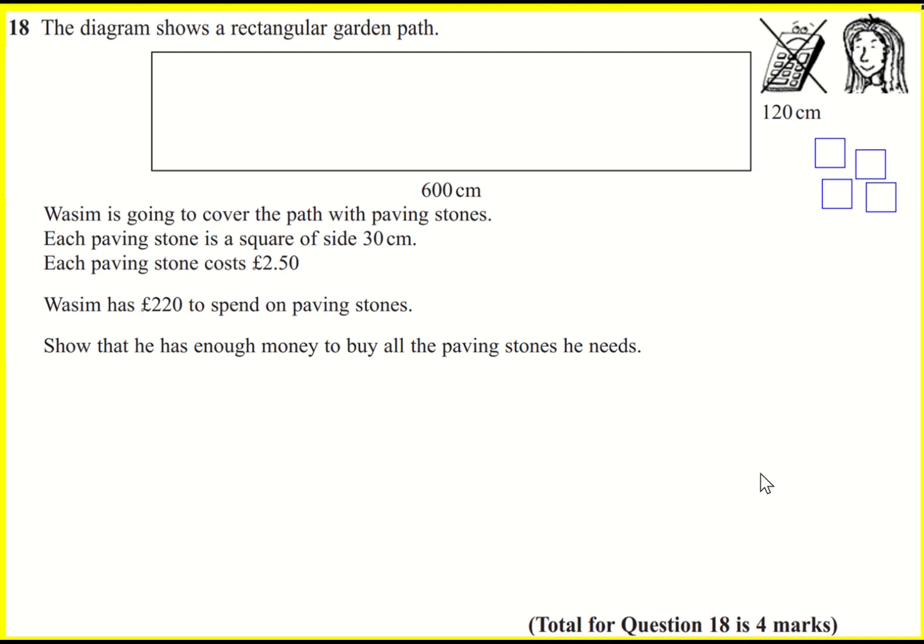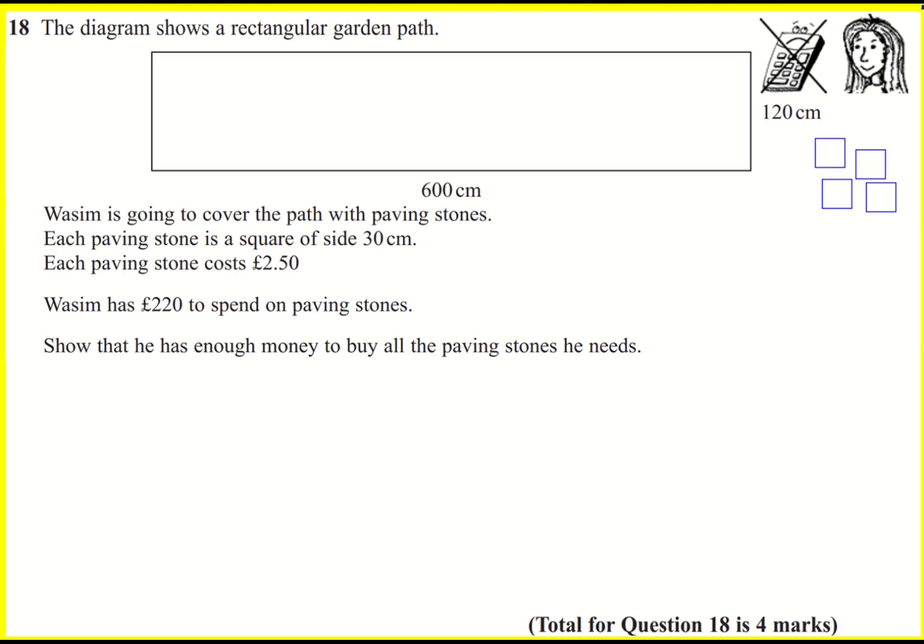The diagram shows a rectangular garden path where Sim is going to cover the path with paving stones. Each paving stone is a square of side 30 centimetres. Each paving stone costs £2.50. Sim has £220 to spend on paving stones. Show that he has enough money to buy all the paving stones he needs.